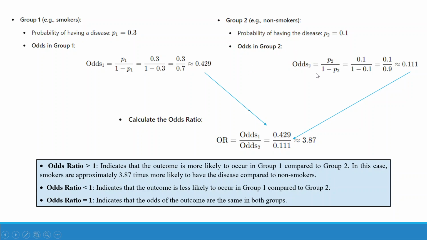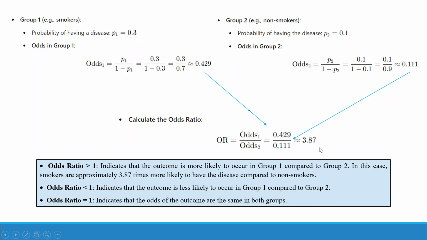Now let's talk about this group. Odds 2 is equal to P2 upon 1 minus P2. So 0.1 upon 1 minus 0.1, 0.1 divided by 0.9 is 0.111. Calculate the odds ratio. OR is equal to odds 1 upon odds 2, 0.429 upon 0.111. It is equivalent to 3.87.